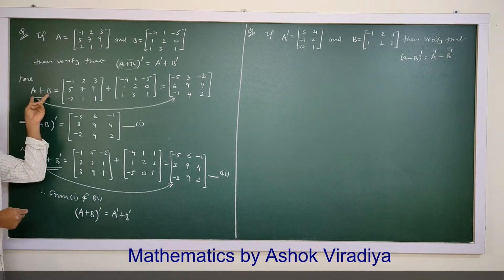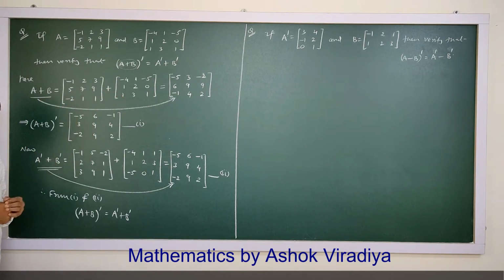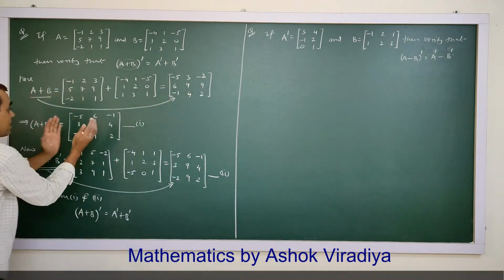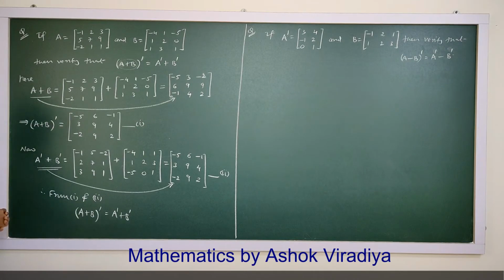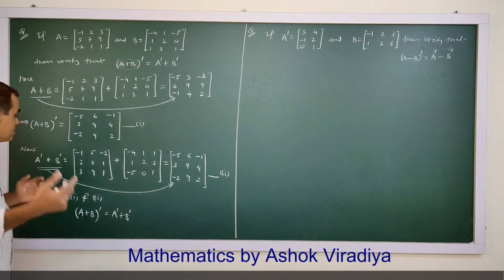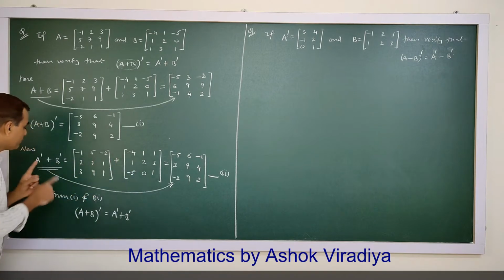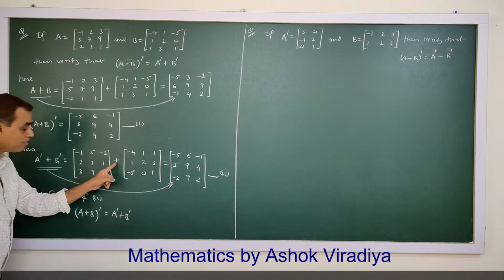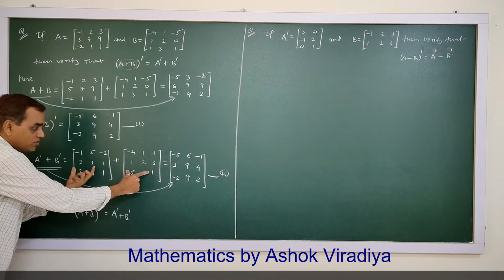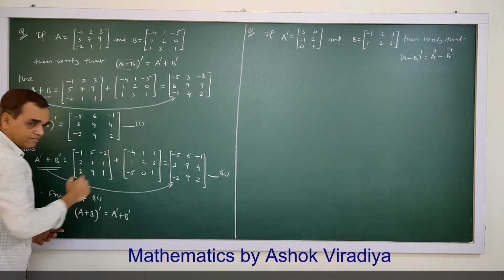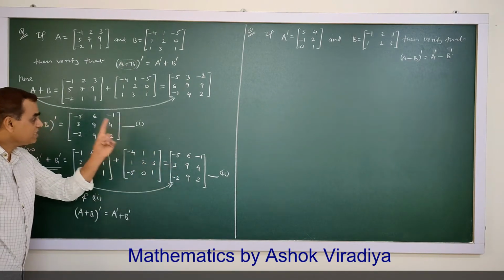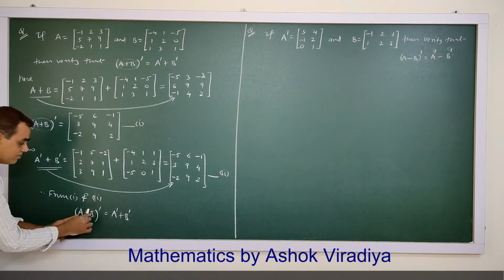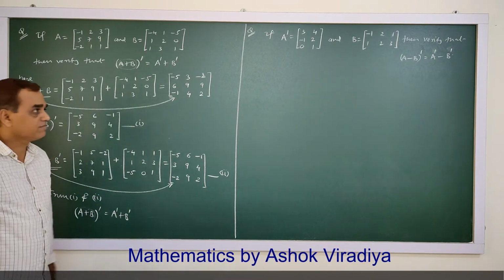So first of all, we have taken the sum of the given matrices. After getting the sum, it's a new matrix. Then we have taken its transpose, so the transpose of this matrix. On the other hand, these are the individual transposes: transpose of A plus transpose of B. So the sum of individual transposes is here. So the sum of individual transposes is equal to the transpose of the sum. The transpose of the sum is equal to the sum of individual transposes.